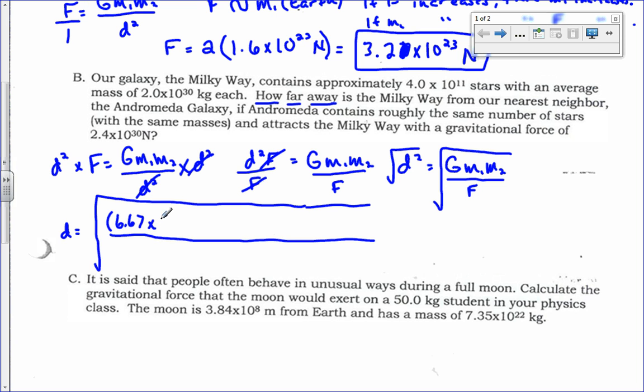6.67 times 10 to the negative 11. Yes, this tells us which way to move the decimal place. In this case, we're moving the decimal to the left.